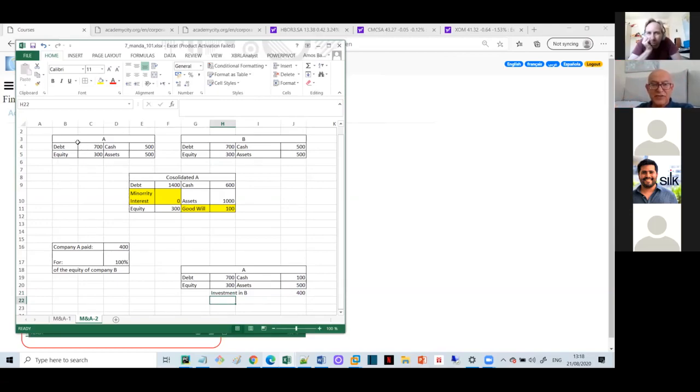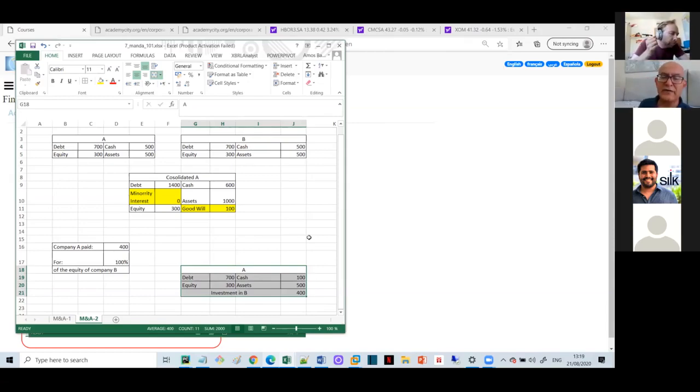This was the balance sheet of company A. If company A is buying 100% of the shares of B, but they paid an extra $100, simply the cash will go down by 400. I will have only 100. My investment now is 400. So that's the way the balance sheet of company A will look after the acquisition.